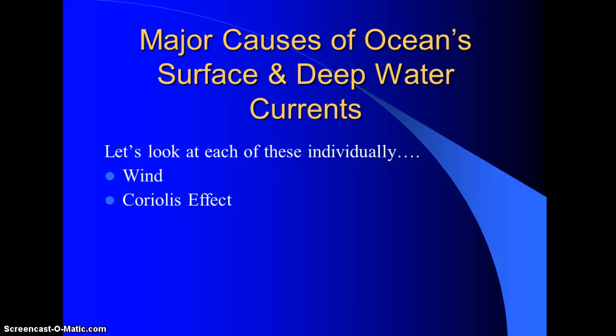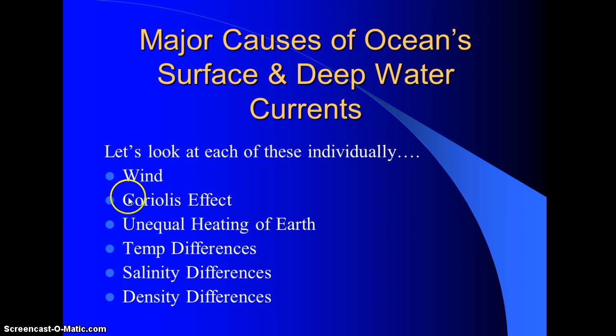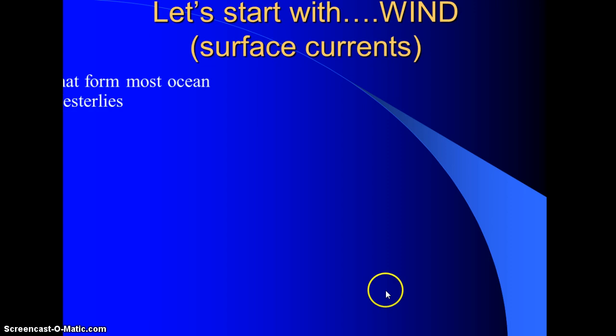Wind, Coriolis effect, unequal heating of the earth, temperature differences, salinity differences, and both temperature and salinity will cause density differences. So recognize wind, Coriolis, temperature, and salinity as stations in the motion in the ocean lab. Unequal heating of the earth I'm going to demonstrate for you guys, and density differences ties in with these two. So there you go. Let's start with wind.